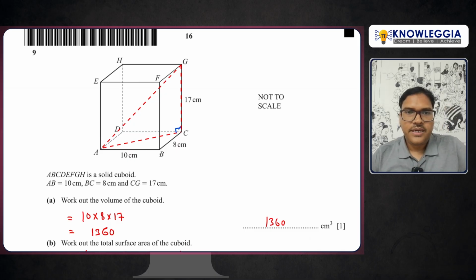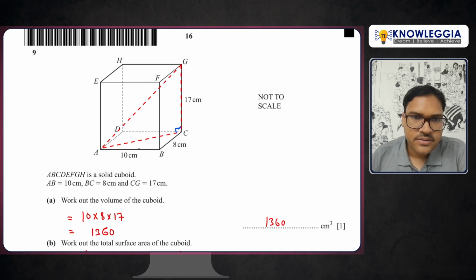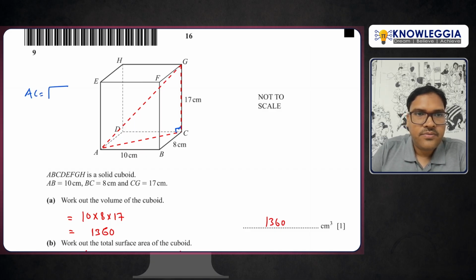Now, if this is 8, this is 10, we can see here what is AC. AC is under root of 10 square plus 8 square. So that AC, you know. Now you have to calculate the angle between this plane and this AG. That means you have to calculate this angle. Let's say this angle is theta. So I can easily say this is 17 and I have already found AC.